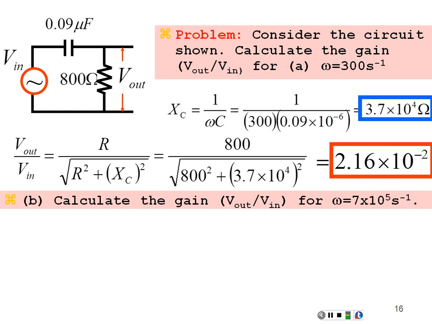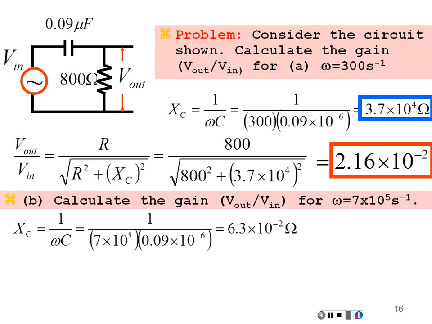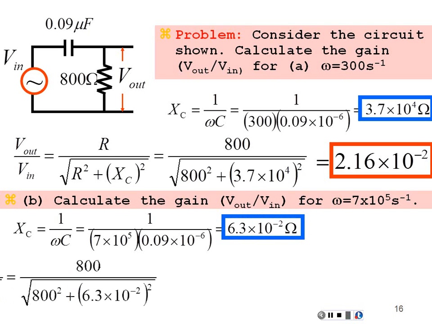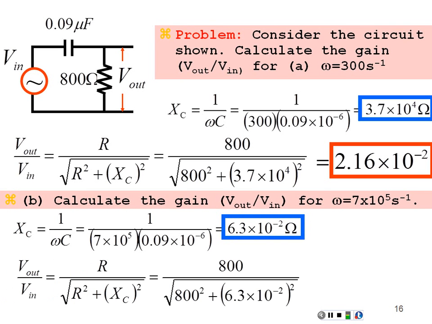But what happens if the frequency were 7 times 10 to the 5 per second, much, much higher? Well, now our capacitive reactance is 1 over omega C, 1 over 7 times 10 to the 5 radians per second times 0.05 times 10 to the minus 6 farads, which is 6.3 times 10 to the minus 2 ohms. And our V out over V in will be 800 over the square root of 800 squared plus this 6.3 times 10 to the minus 2 squared, which is basically 0. And we take the square root of 800 squared, that would be 800 over 800, basically.